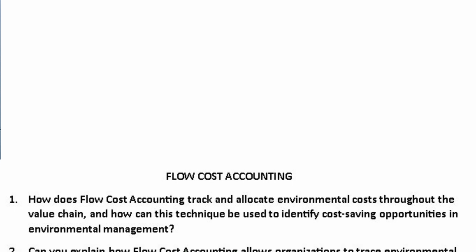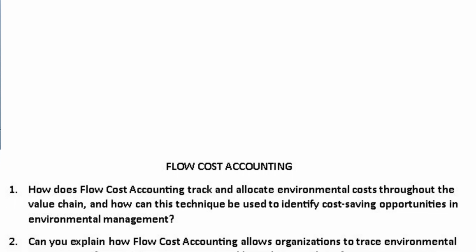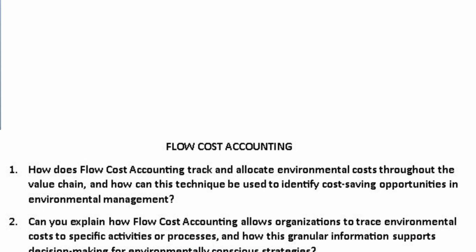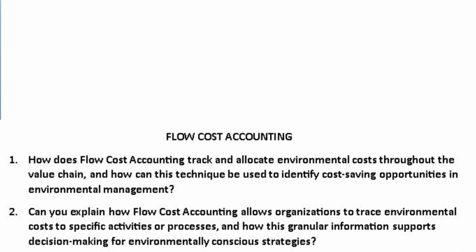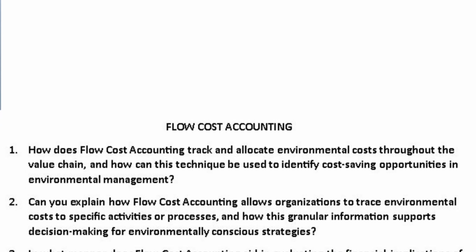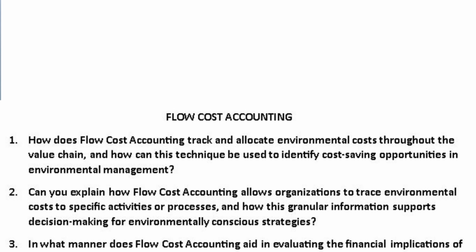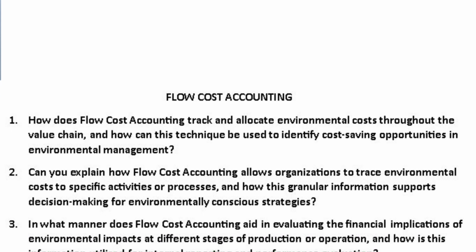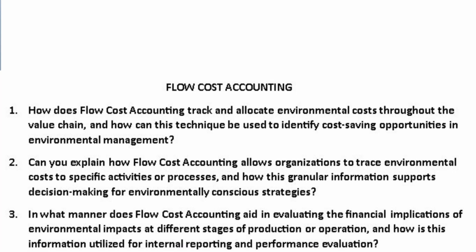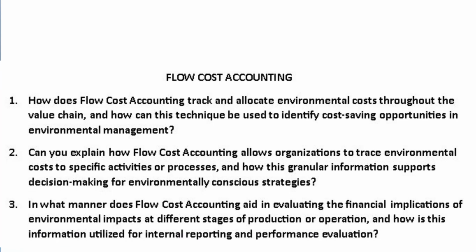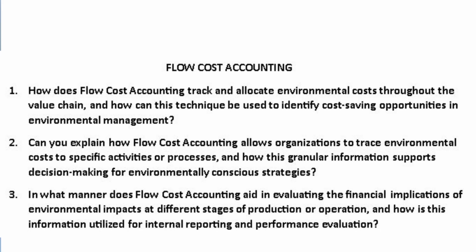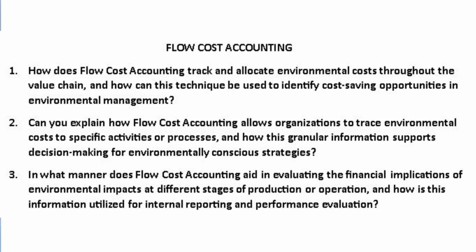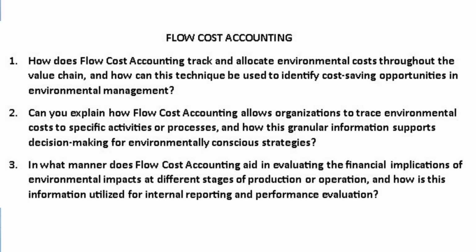Number 2, explain how flow cost accounting allows organizations to trace environmental costs to specific activities or processes, and how this granular information supports decision making for environmentally conscious strategies. Then lastly, number 3, in what manner does flow cost accounting aid in evaluating the financial implications of environmental impacts at different stages of production or operation, and how is this information utilized for internal reporting and performance evaluation?